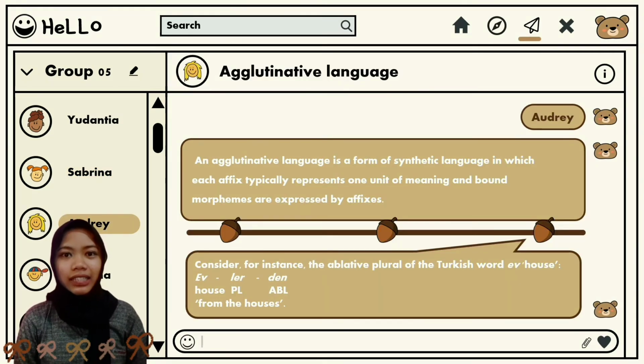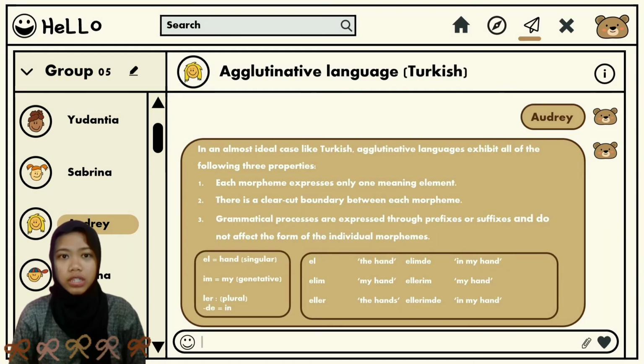Next material is agglutinative language. Agglutinative language is a form of synthetic language in which each affix typically represents one unit of meaning, and bound morphemes are expressed by affixes. For instance, the ablative plural of the Turkish word "house." The root "ev" means house, the suffix "ler" marks the plural, and the suffix "den" marks the ablative case. In agglutinative language, affixes do not become fused with others and do not change form conditioned by others.